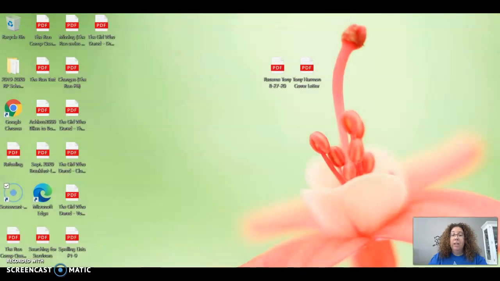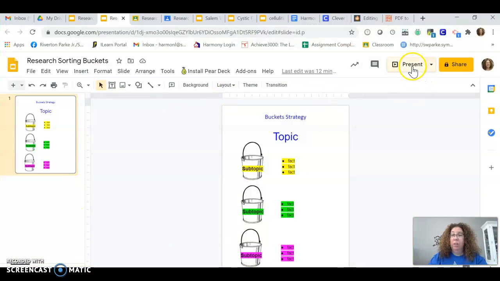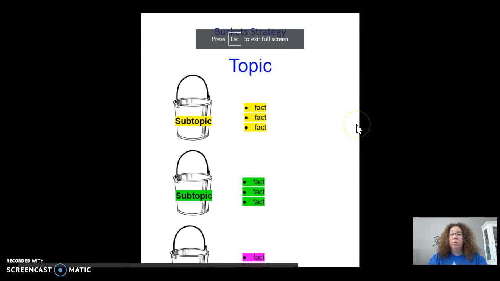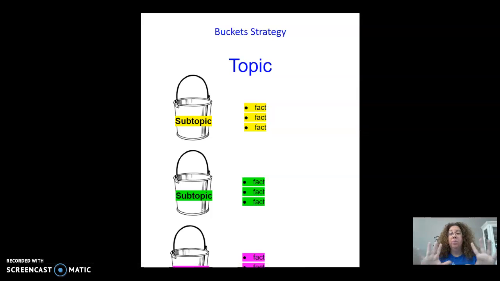Okay, so let me shrink myself, show you what I'm talking about. I want you to reread, go back through your facts, and try to find 3 areas that they would all fit into. So if you had 3 buckets, at least 3 facts per bucket, what would those topics be? What would they fit into?